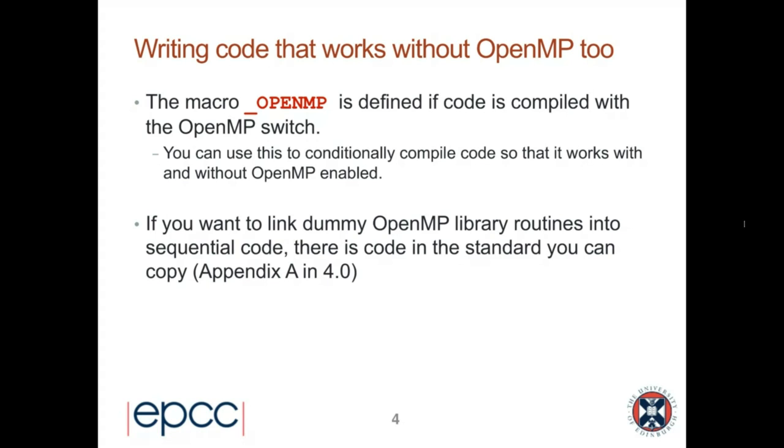Alternatively, though I don't think people really do this very much, you could link dummy OpenMP library routines into your sequential code. There is actually code in the standard that you can copy, which will act as a dummy library and will return sensible values if your whole program is just running on one thread.